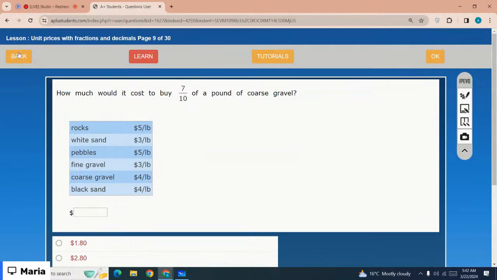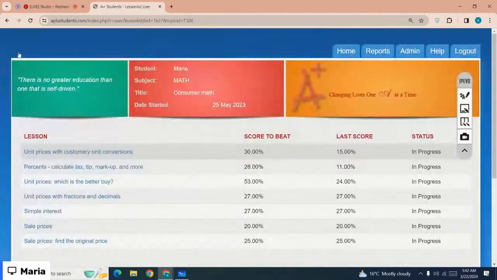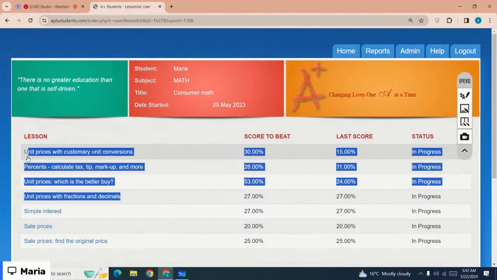So we were working on grade 6 math. The chapter we were working on is consumer math. The lessons we have covered today are unit prices with customary unit conversions, percents, calculate tax, tip, markup, and more. Unit prices, which is a better buy, unit prices with fractions and decimals. So please make sure before the next session you complete all the practice questions for the lessons we did today. That is your homework until next session, right?